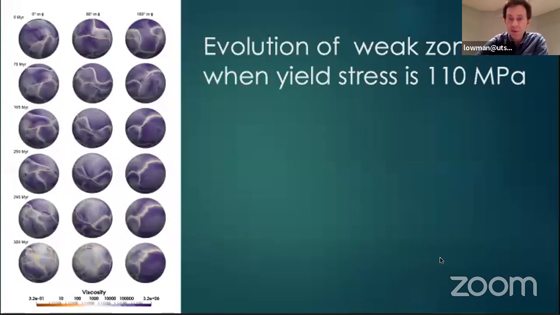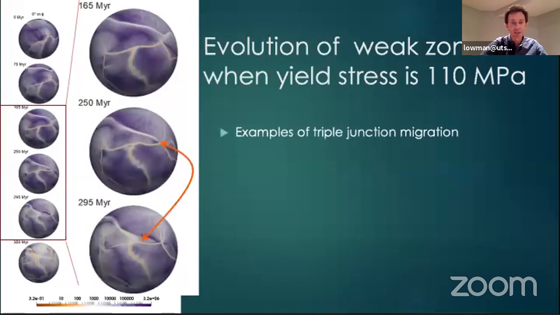So this figure shows the evolution of the case featured in the second and third row of the previous slide. The period covers about 350 million years. I'd like to highlight a few features here. Some of the behavior in the model evolution shown includes the presence of triple junction migration. This arrow is indicating how a triple junction is moving from east to west, for example.